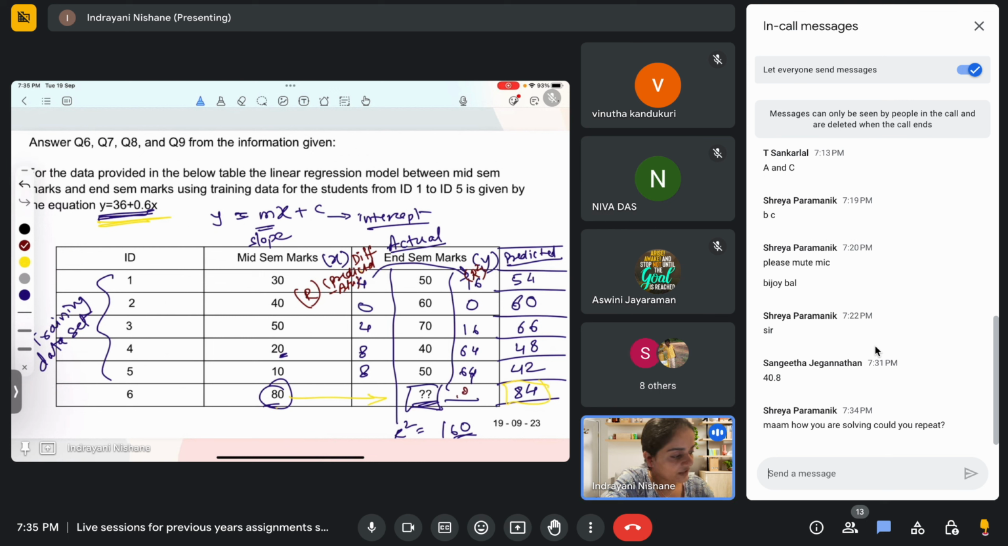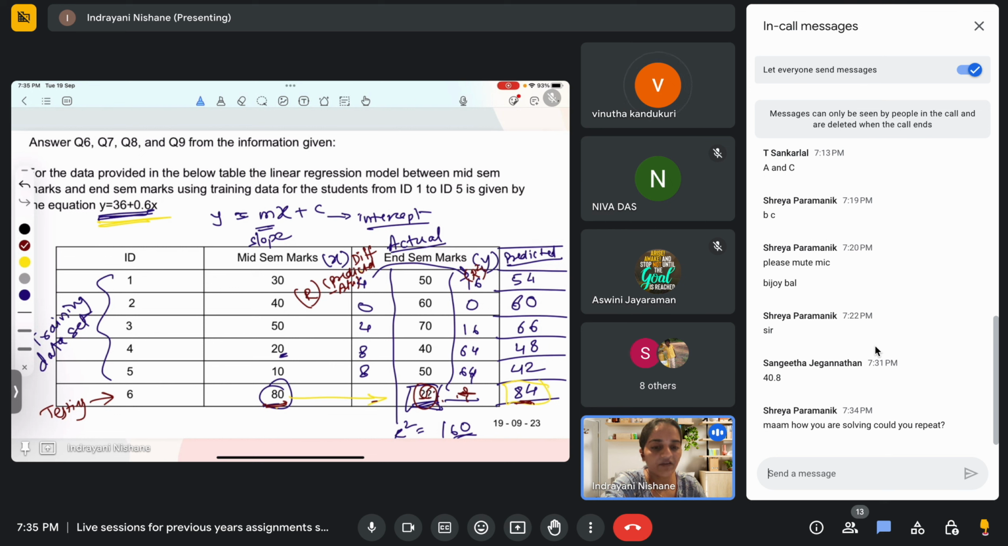No, there we don't have the actual data in the last row. This is our testing data set. We don't have the actual value here. We have to predict: for a student scoring 80 in mid-sem, what will be the score in the end-sem? That we have to predict using this formula. That's why we are not considering the difference here. There is no difference, I mean, from where will you subtract this 84 value? We don't have the actual data.